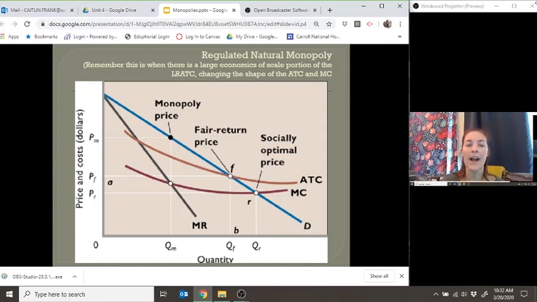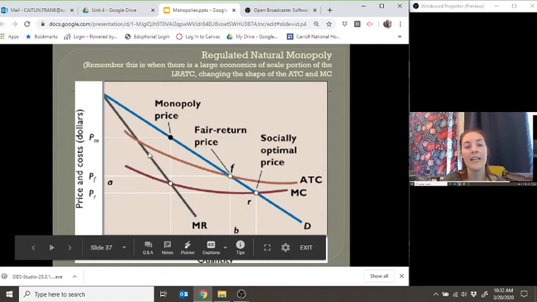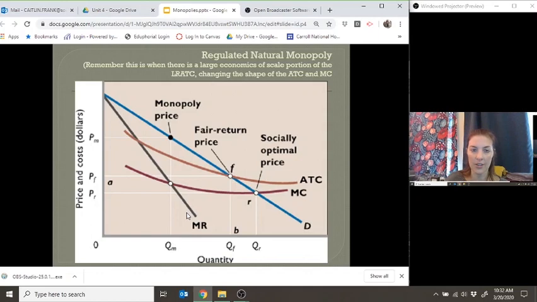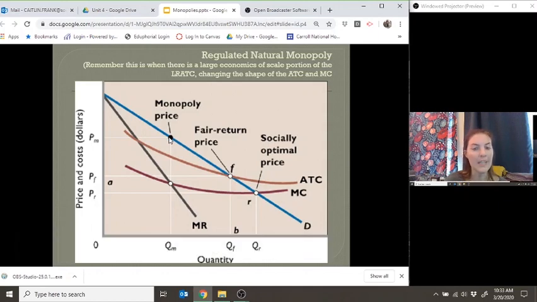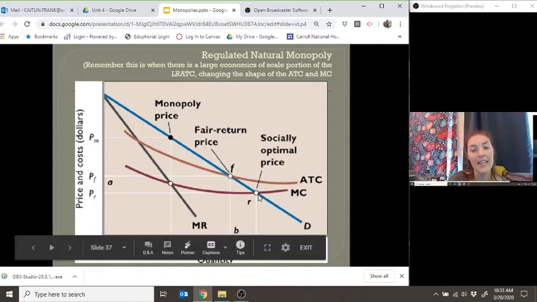So I still have my graph with the ATC having a long range of economies of scale. And the government can look at this natural monopoly and say there are 3 different prices they could charge. This is the price the monopolist wants to charge. That's the price above where marginal revenue and marginal cost intersect. So that's the normal price the monopolist would charge that would optimize their profit. The socially optimal price is right here, where marginal cost intersects demand. So if they charge the monopoly price, there's going to be a huge deadweight loss.